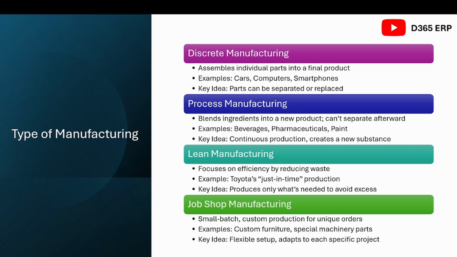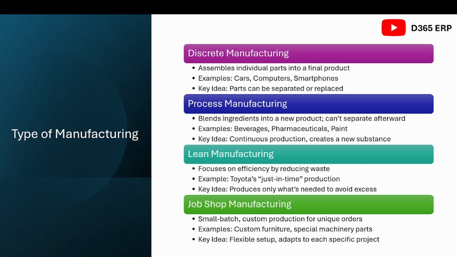So now let's talk about another type, job shop manufacturing. This one is pretty unique because it's all about custom work. Job shop manufacturing is usually small batch production. Imagine you are running a workshop that makes custom furniture. Each order is a little different, and the tools or machines you use might change depending on the specific job.